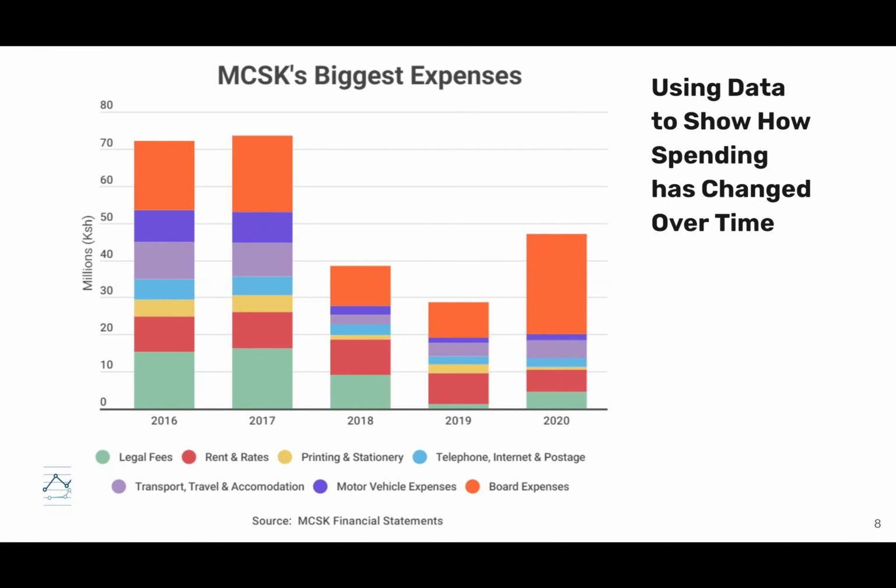Martin further used data to show what MCSK was spending their income on, which included things like legal fees, rent, rates, board expenses, which took up the biggest chunk of their income, and so on. He further showed how the spending changed over time between 2016 and 2020.